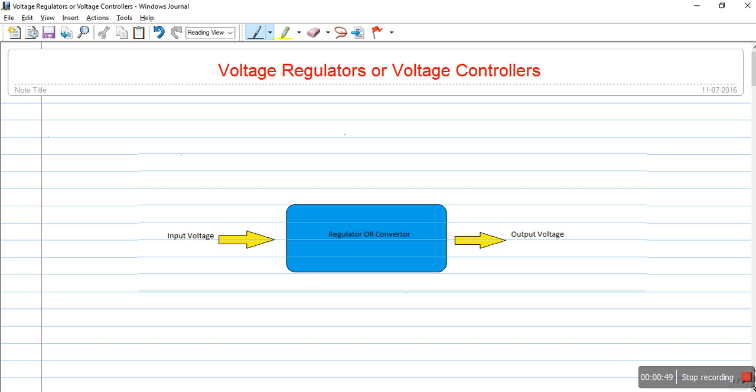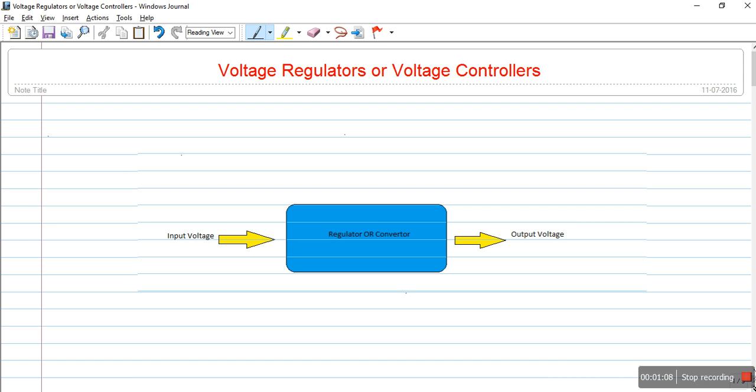Can we have an example of controllers? It's like a fan controller. Anytime we can adjust the voltage, and with that voltage we get the speed of the fan. So this is what the voltage controller is. With a voltage regulator, we get a fixed voltage at the output.